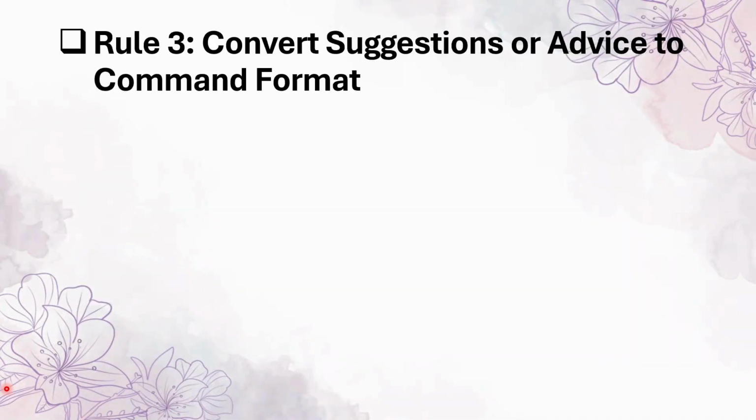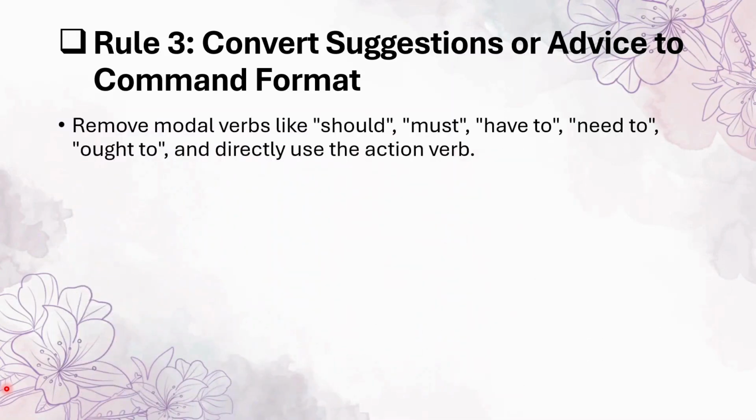Next, rule 3 is converting suggestions or advice to command format. This rule is especially helpful when you want to turn suggestions or advice into direct commands or instructions. Often in declarative sentences, we use words like should, must, have to, need to, ought to. These are called modal verbs and they are used to give advice, suggestions, or indicate necessity.